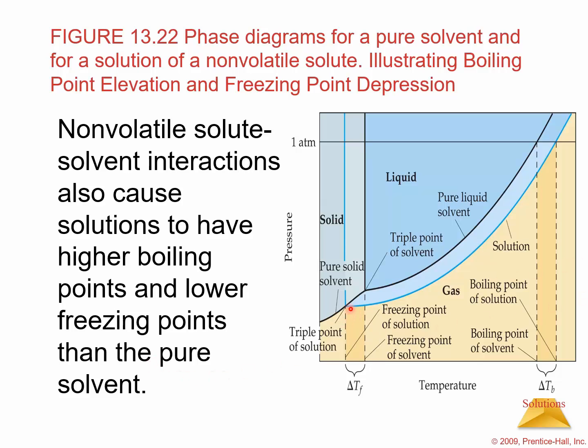Now here you can see this is called the triple point of solution, and the triple point of solvent. These are the three states: solid, liquid, and gas. This is the boiling point of solvent. This is the boiling point of solution. This is the freezing point of solution, and this is the freezing point of solvent.